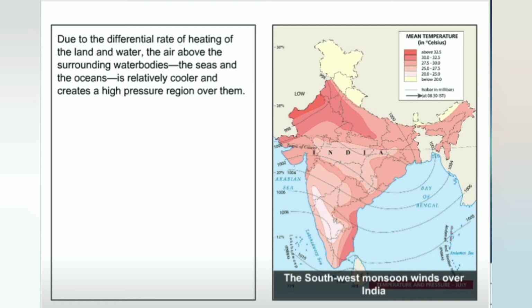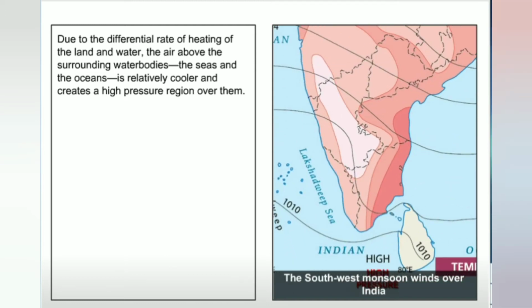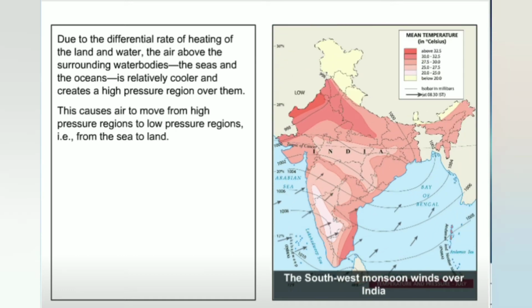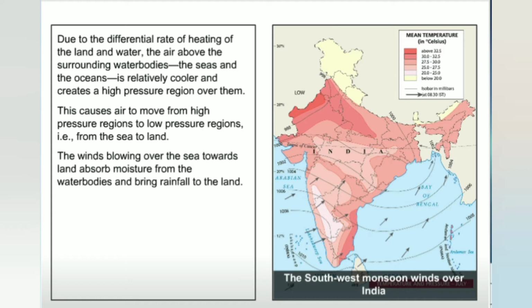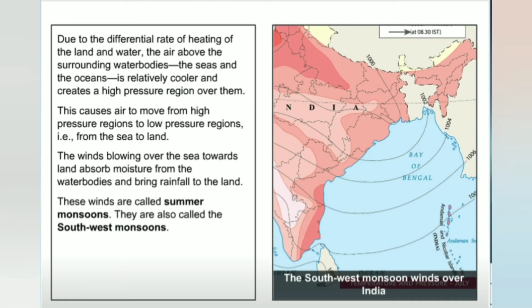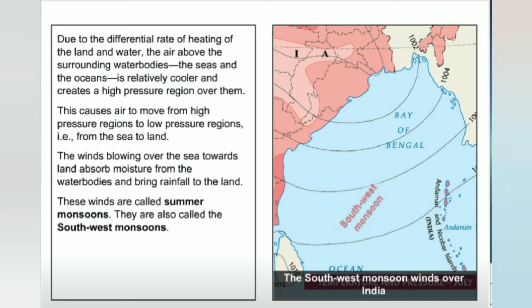Due to the differential rate of heating of the land and water, the air above the surrounding water bodies, the seas and the oceans, is relatively cooler and creates a high-pressure region over them. This causes air to move from high-pressure regions to low-pressure regions, that is, from the sea to land. The winds blowing over the sea towards land absorb moisture from the water bodies and bring rainfall to the land. These winds are called summer monsoons. They are also called the southwest monsoons.